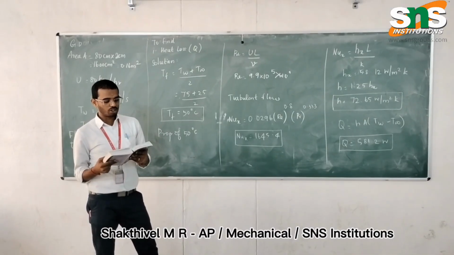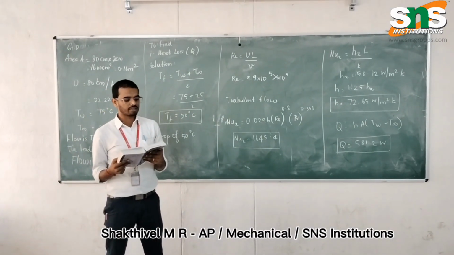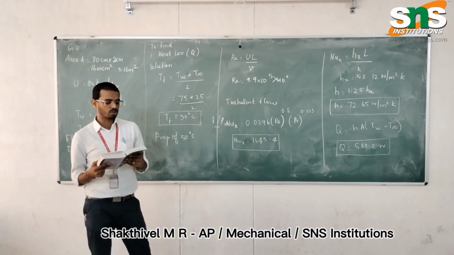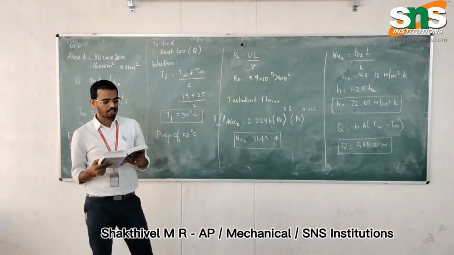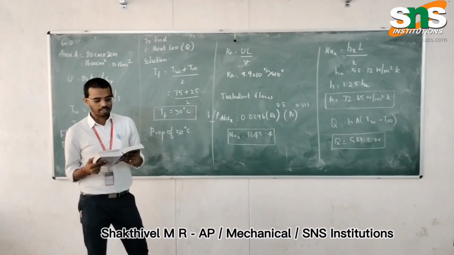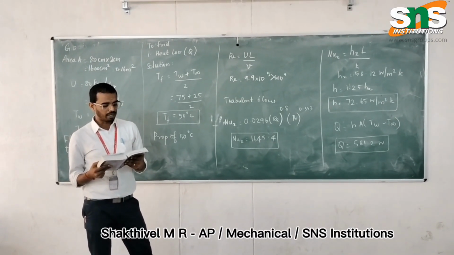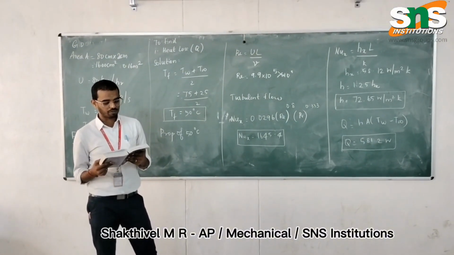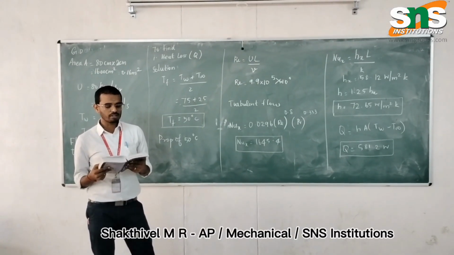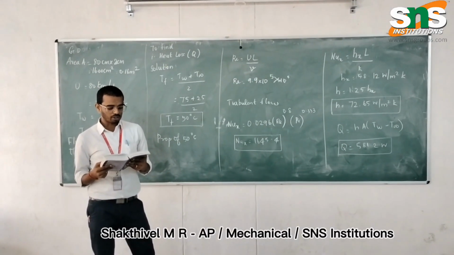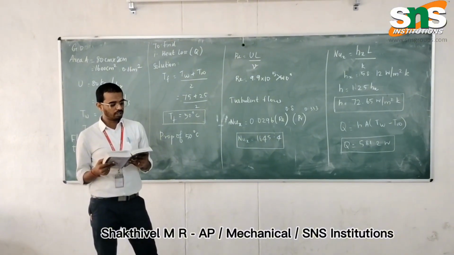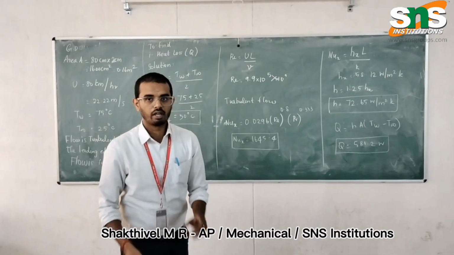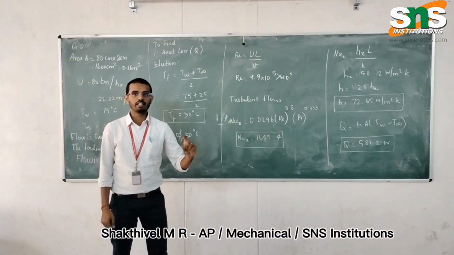For a particular engine, the underside of the crankcase can be idealized as a flat plate measuring 80 cm by 20 cm. The engine runs at 80 km per hour and the crankcase is cooled by air flowing past it at the same speed. Calculate the heat loss from the crankcase surface at a temperature of 75 degrees Celsius, when the ambient air temperature is 25 degrees Celsius. Assume the boundary layer becomes turbulent from the leading edge itself. In this video, the question will be highlighted on screen.